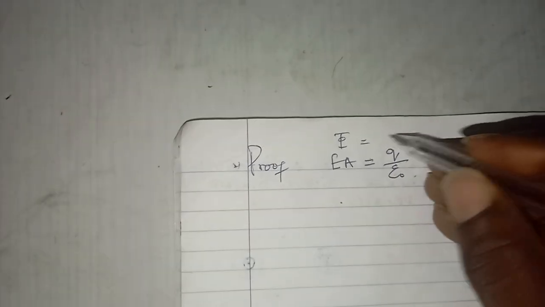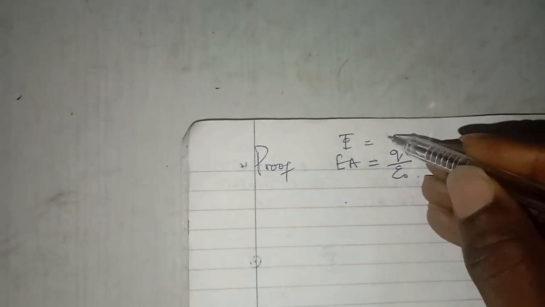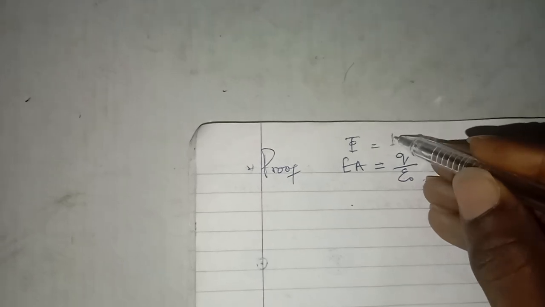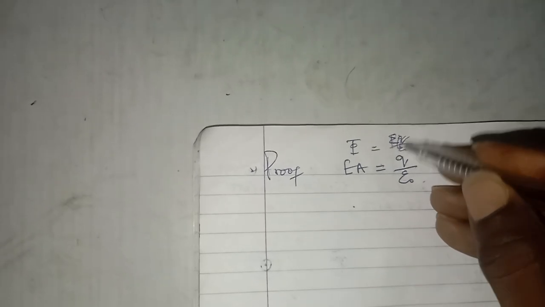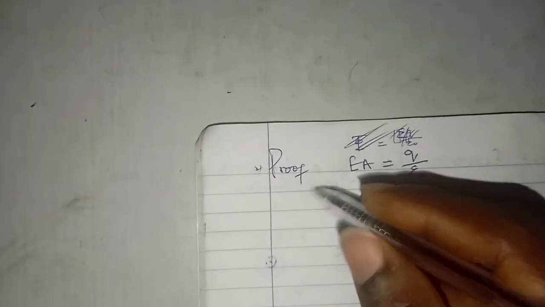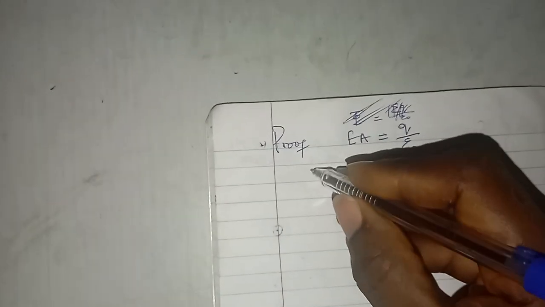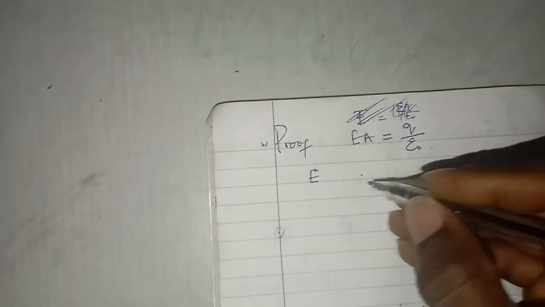Then Gauss theorem said that it is equal to Q over E naught. That is the total charge all over the permittivity of free space. So let's try to prove it. To prove it, E on its own, which is the electric field at a point, the electric field of a point charge, is given by KQ all over R square. You need to note it. This is that formula we normally give for electric field intensity.